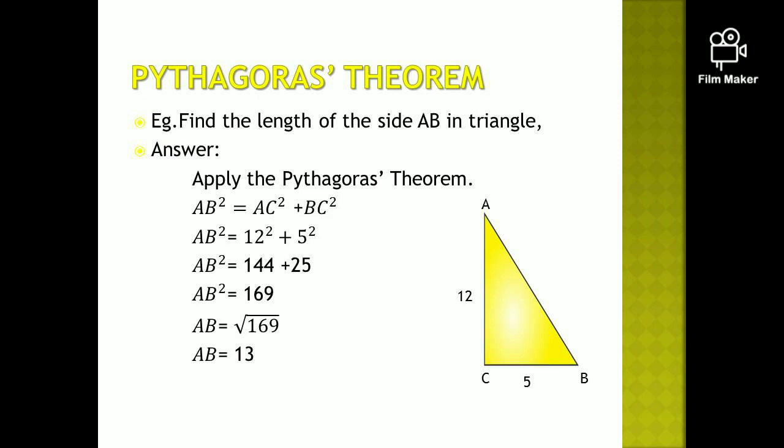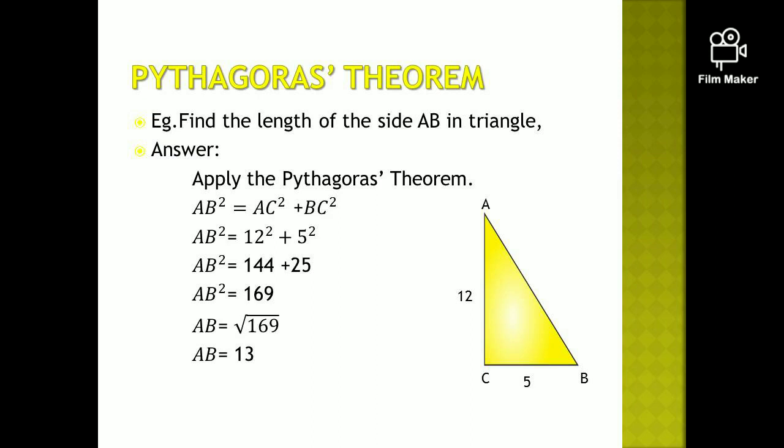Identifying the hypotenuse is very important because the Pythagoras theorem says the square of the length of the hypotenuse is equal to the addition of the squares of the other two sides. With that, you can say AB squared, that is the square of the hypotenuse, is equal to AC squared plus BC squared. We know the length of AC is 12, therefore AC squared is 12 squared. And we know the length of BC is 5, therefore BC squared is 5 squared. So AB squared is equal to 12 squared plus 5 squared.